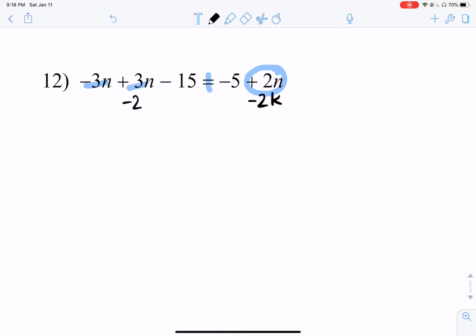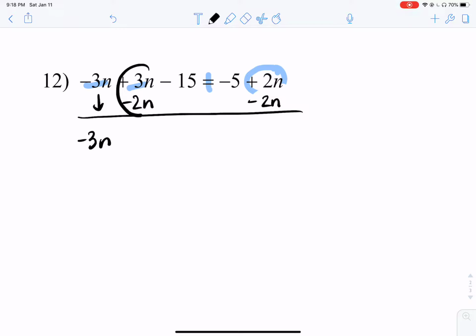So minus 7n. I got used to the k. So 7n. Okay. And I'm going to bring this term down, so negative 3n. I am going to perform the operation with these two, so positive 3 minus 2, that's equal to positive 1. Bring down the negative 15, and bring down the negative 5.